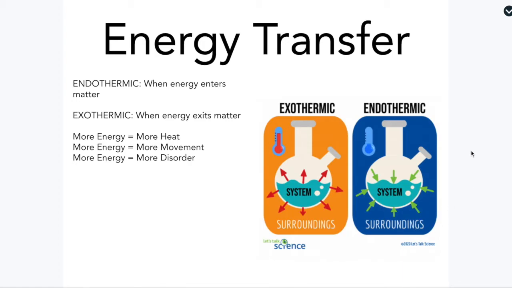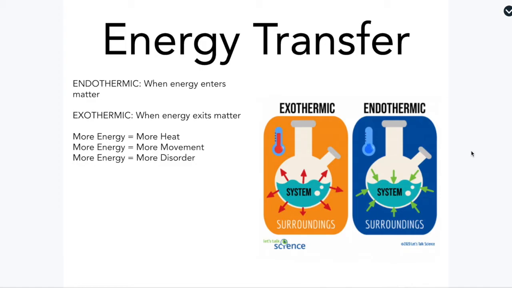Exothermic is going to be when energy exits matter. Exo, exits. And so anytime you have energy being released from matter, that is going to be exothermic. And so you can think about this: if you put your hand up next to something and that object feels hot, that is because that object is releasing energy into your hand. And so the object is exothermic.